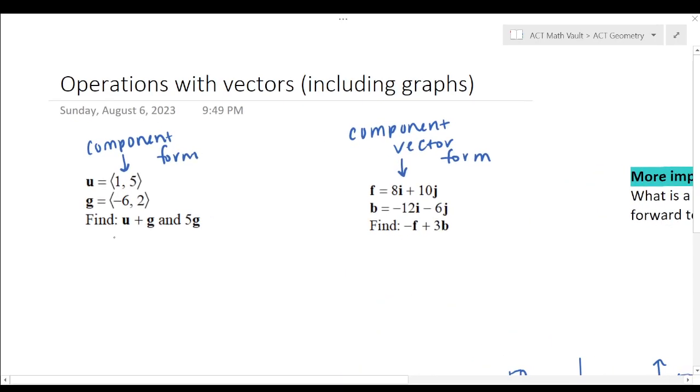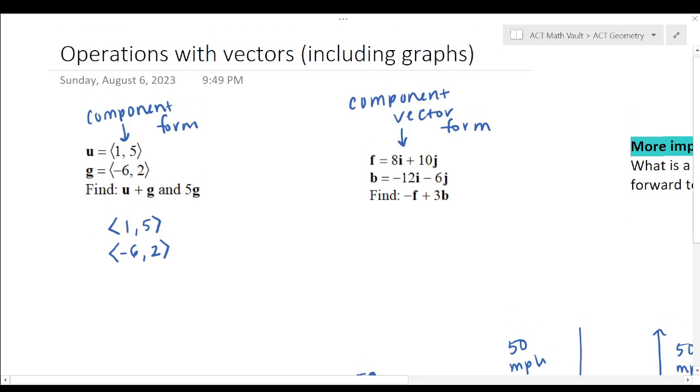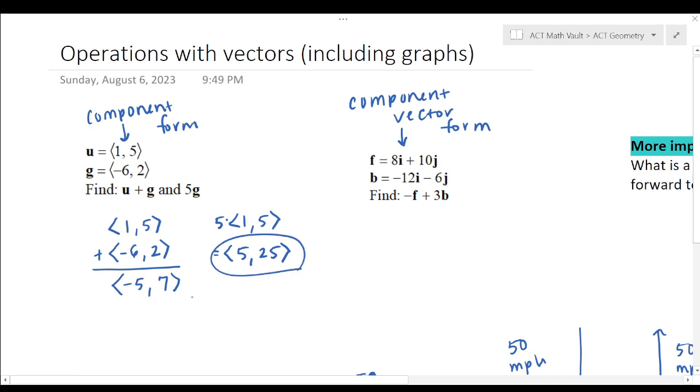So right here, all I'm doing, shortcut, is, if I drew both of those vectors and I added one to the other, all I would get after I did that is just add them straight down. So 1 plus -6 is -5, and 5 plus 2 is 7. So u plus v is just adding them together. Also, this 5 right here is called a scalar. You can multiply 5 times the 1 and the 5 to get 5 and 25. So it's like 5 times that equals this. So those would be our 2 answers for this problem.